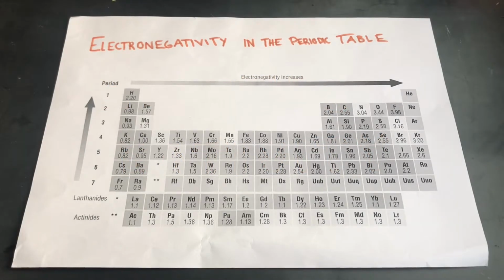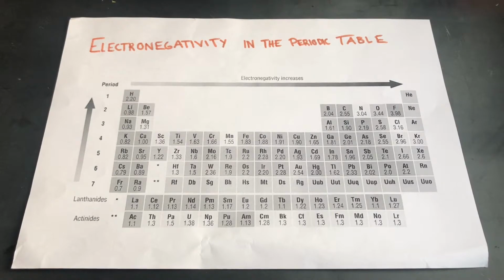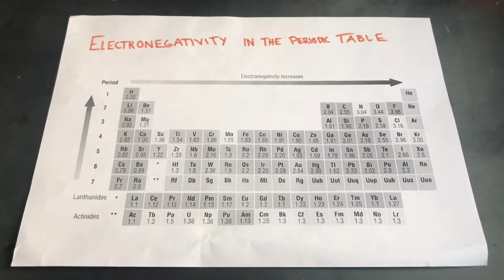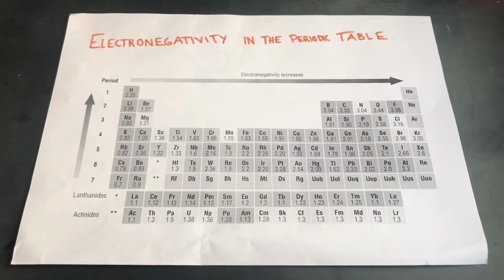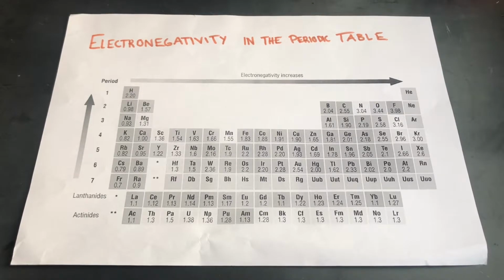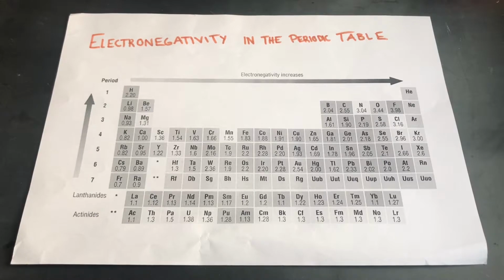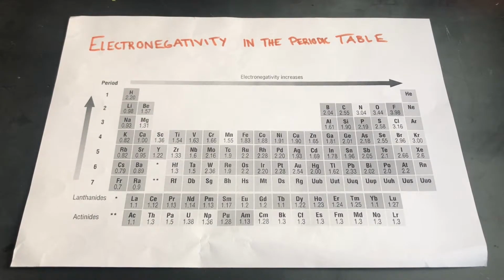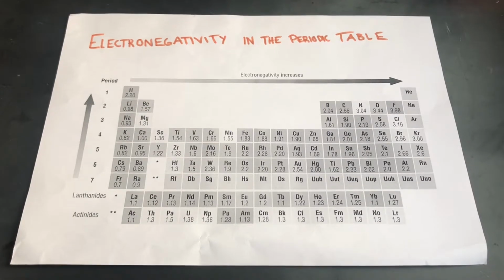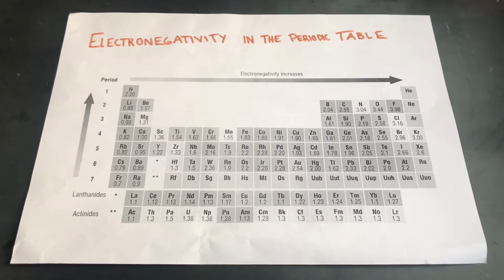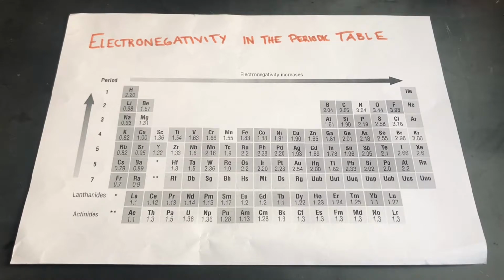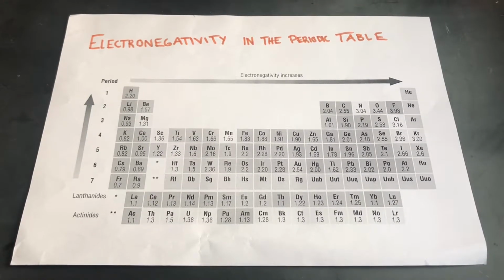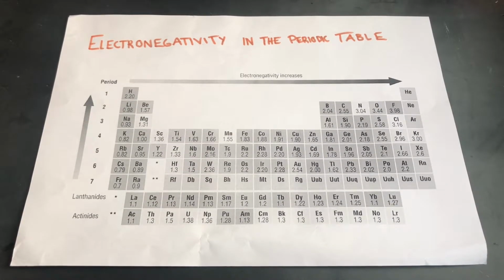The trend of electronegativity in the periodic table is that in general it increases across a period and decreases down a group. Knowing the electronegativity of an element can be useful when predicting what type of bond two atoms will form. Examples of this are: no electronegativity difference between two atoms leads to a pure non-polar covalent bond. A small electronegativity difference leads to a polar covalent bond. And a large electronegativity difference leads to an ionic bond.